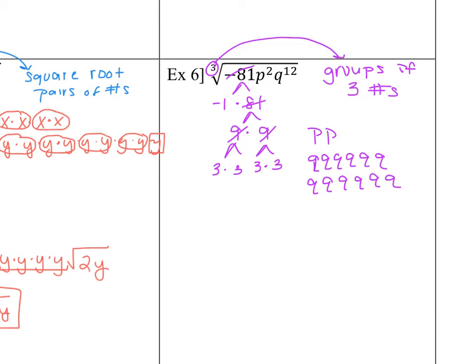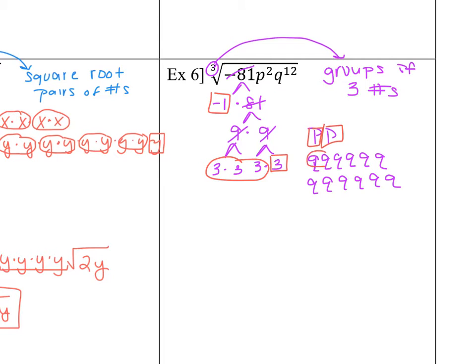Looks like an A. Okay, so now we want groups of 3 numbers. So we're going to group them up. I see one group of 3's here, and then this 3 does not have a pair. This negative 1 does not have another group. Now try to group your variables. Well, I only have 2 p's, so I cannot make a group of 3 out of those 2 p's. So these are going to have to stay inside my radical.